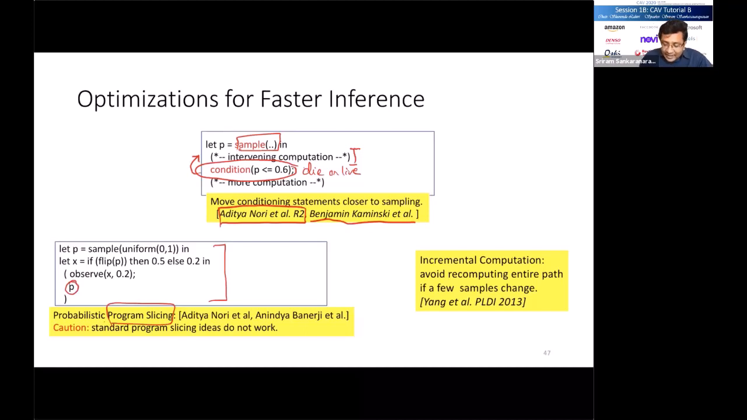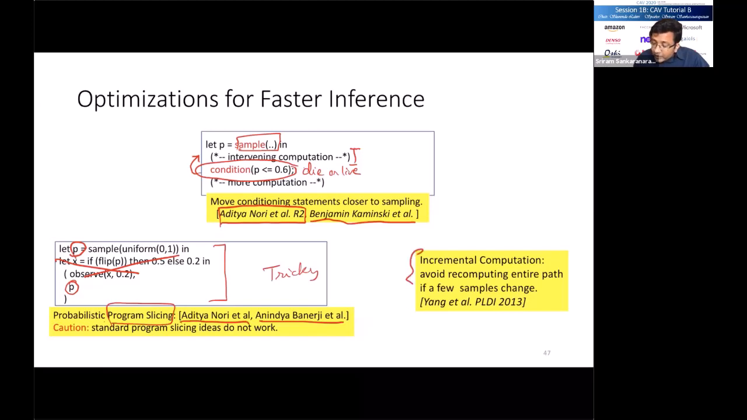Now, obviously, you can see that slicing is tricky, because if you wanted to take a traditional program slicer and slice this program, you would happily remove these two statements. But if you remove these two statements, you're going to completely change the meaning of the probabilistic program. So probabilistic program slicing is very tricky. There are some papers by Aditya Nori again, part of the R2 project, and some work by Anindya Banerjee that comes to mind. There are other papers as well. You can look at that.